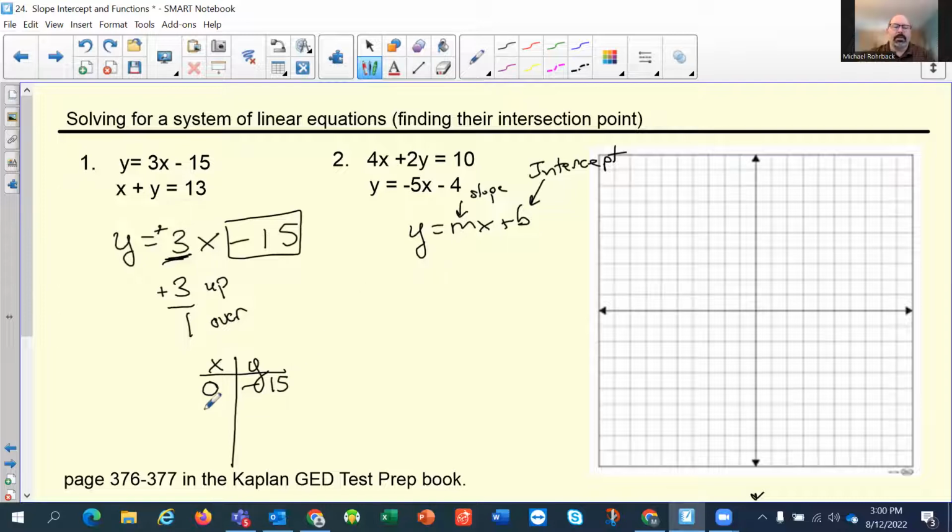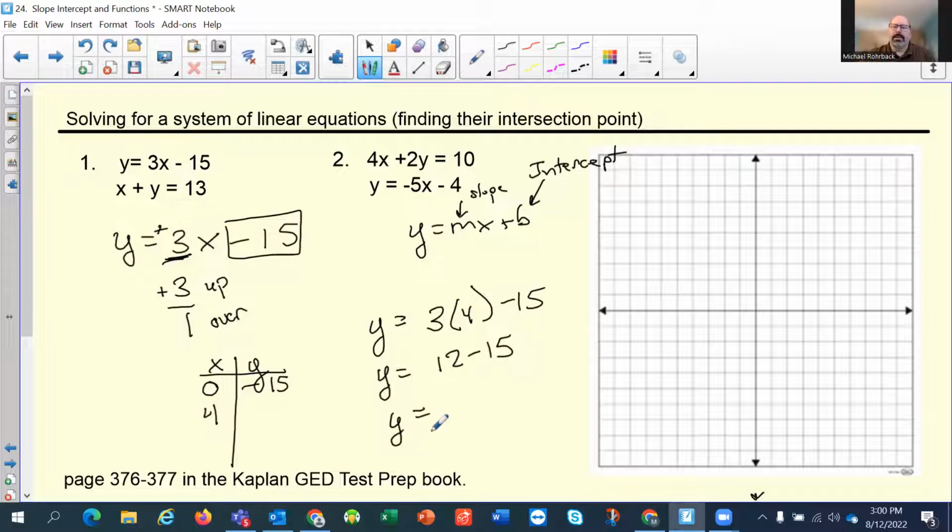For example, let's try 4. If we put a 4 in for x, then y equals 3 times 4 minus 15. Then you just use your algebra skills. So y equals 12 minus 15.